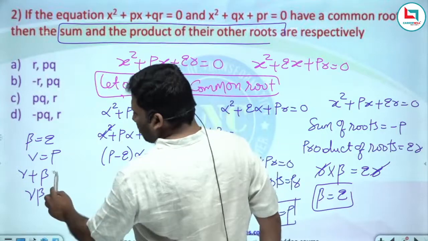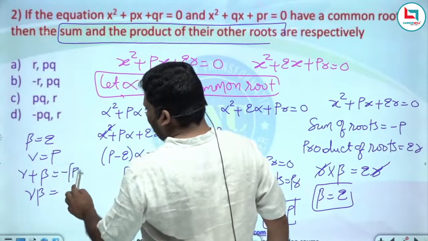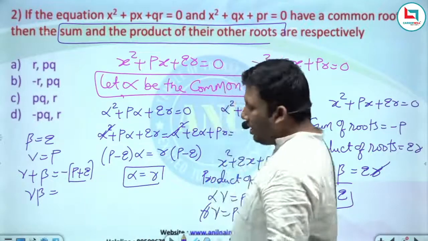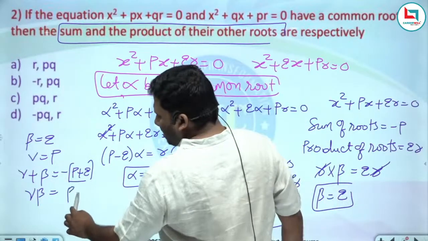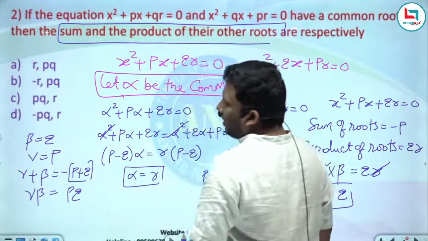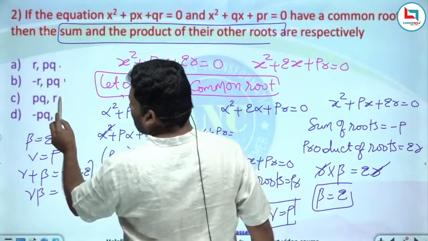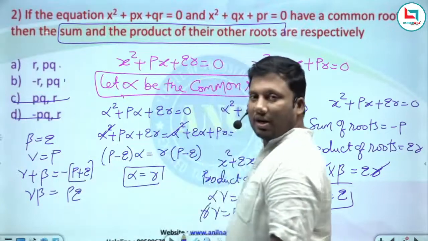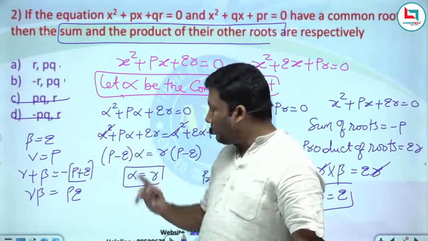Sum of their roots is given by minus of P plus Q. And the product of their roots is given by PQ. Here it is there, here it is not there. Now, the answer is in terms of R.